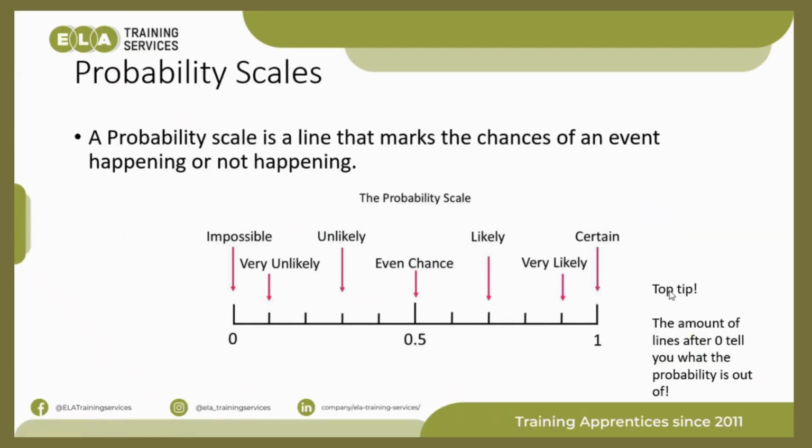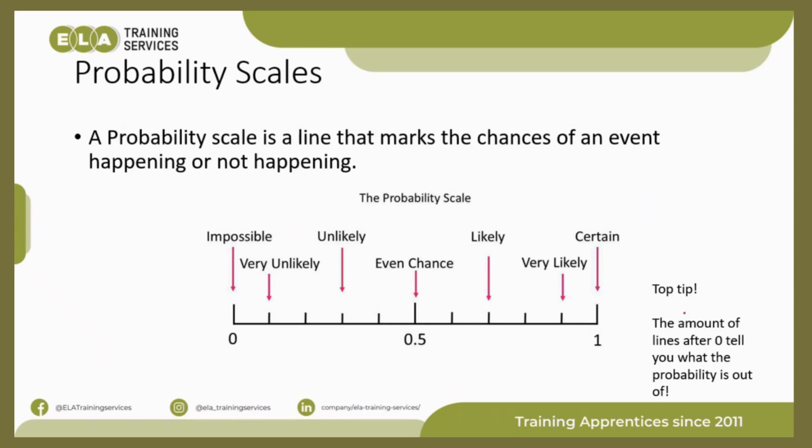Okay, the first element of probability that we're going to look into a bit closely is probability scales. A probability scale is a line that marks the chances of an event happening or not happening. As you can see, 0 at the very bottom is impossible. And as we go up each part of the probability line, that probability increases to certain. So we have impossible at 0, even chance halfway, and certain at 1. We then have likelihood, so unlikely between 0 and a half, and then likely between even chance and certain.